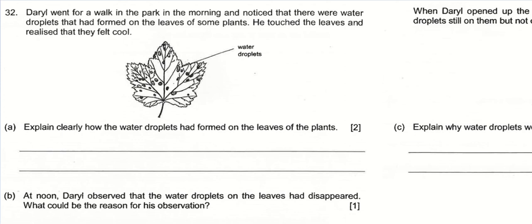Alright, so Daryl went for a walk in the park in the morning and noticed that there were water droplets that had formed on the leaves of some plants. He touched the leaves and realized that they felt cool. So explain clearly how the water droplets had formed on the leaves of the plant. This is such a common question.